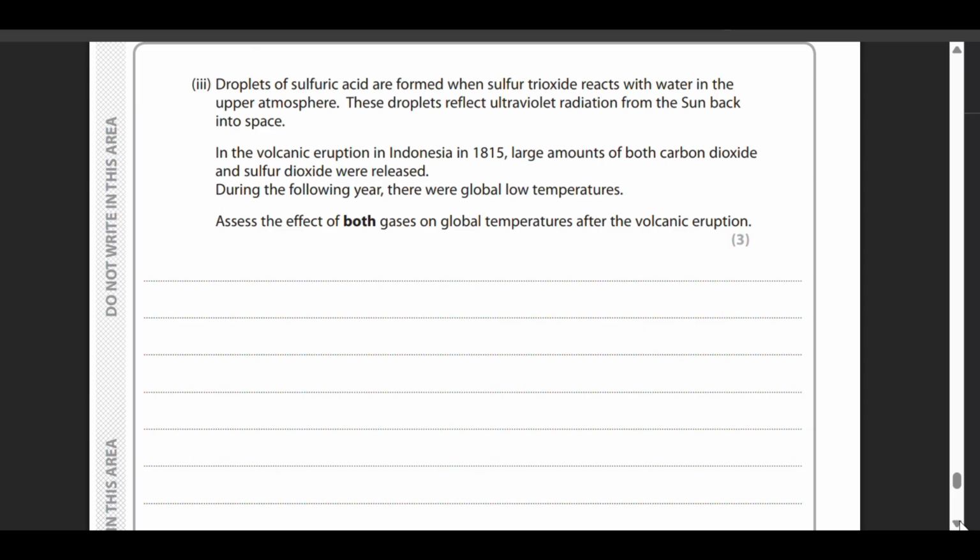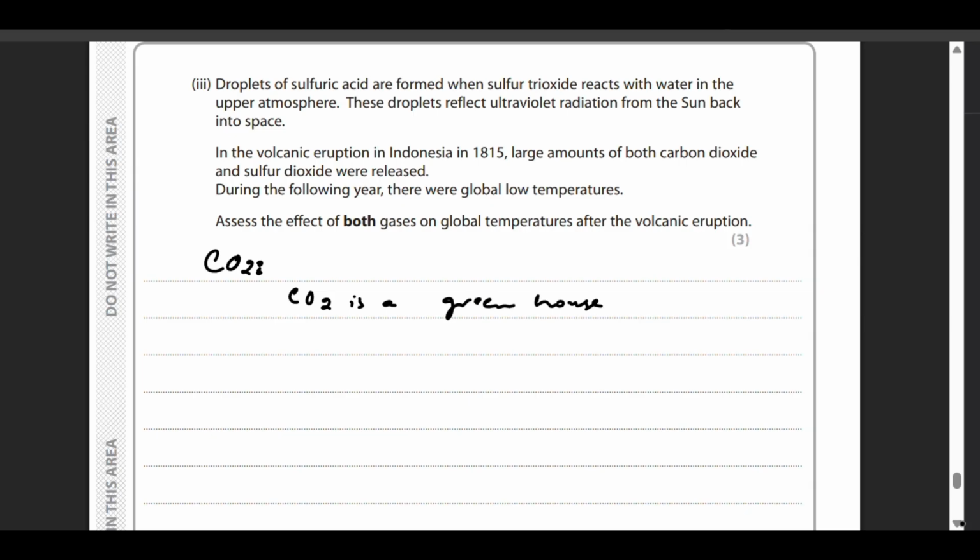Now move on to the last question of this paper. Assess the effects of both gases on global temperatures after the volcanic eruption. Droplets of sulfuric acid are formed when sulfur dioxide reacts with water in the upper atmosphere. These droplets reflect ultraviolet radiation from the sun back into the atmosphere. In a volcanic eruption in Indonesia in 1815, large amounts of both carbon dioxide and sulfur dioxide were released. Okay, so basically you need to assess the effect of these two gases, sulfur dioxide and carbon dioxide, on global temperatures after the volcanic eruption.